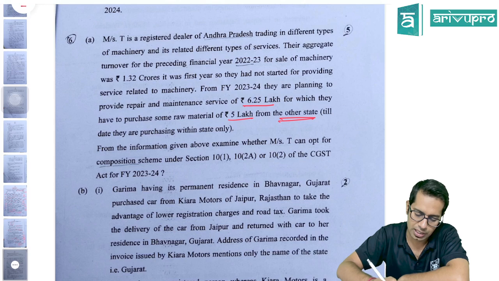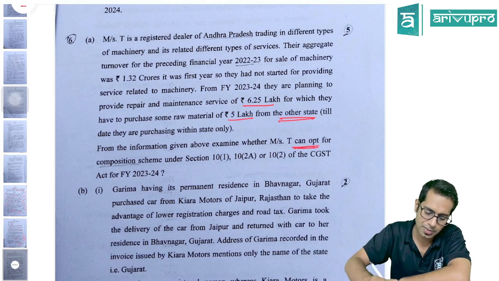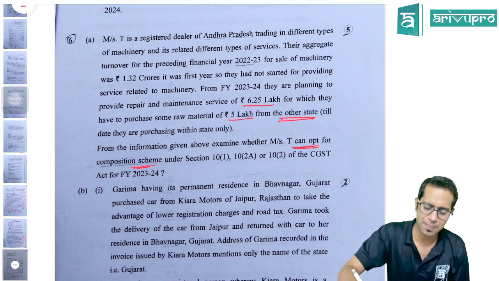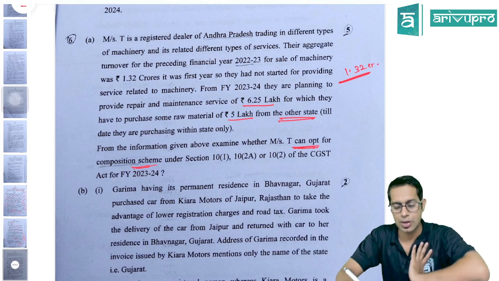Given the information above, can Mr. T opt for the composition scheme? Can he opt for the composition scheme? Now, what is the question telling? See, he is a person who is supplying only goods, and last year his turnover was 1.32 crores.